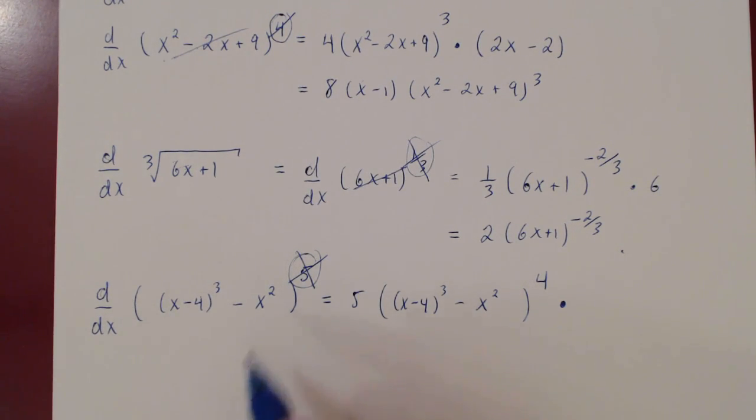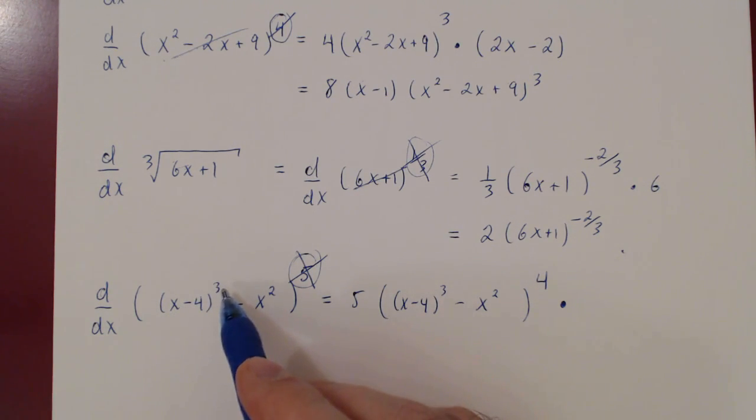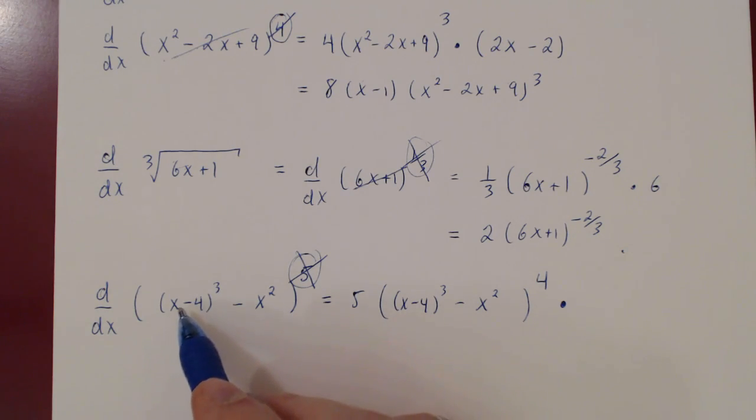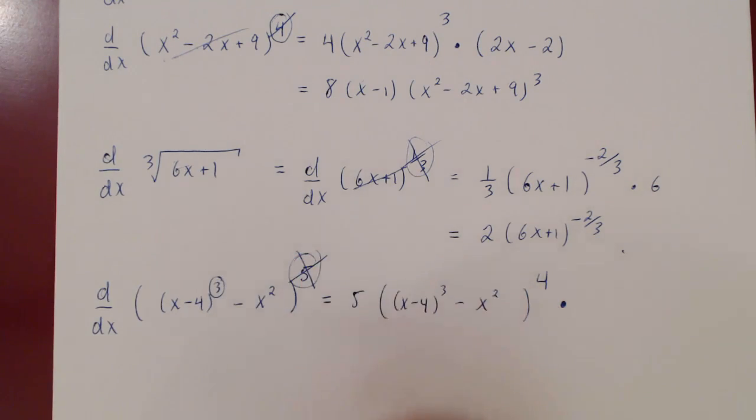Well, let's now differentiate this. It will be the derivative of this function minus the derivative of this function. Well, once again here, we have to use the chain rule. We have x minus 4 all cubed. So if I gave you x, you would first do x minus 4, then cube it. So we must use the chain rule on the first function.